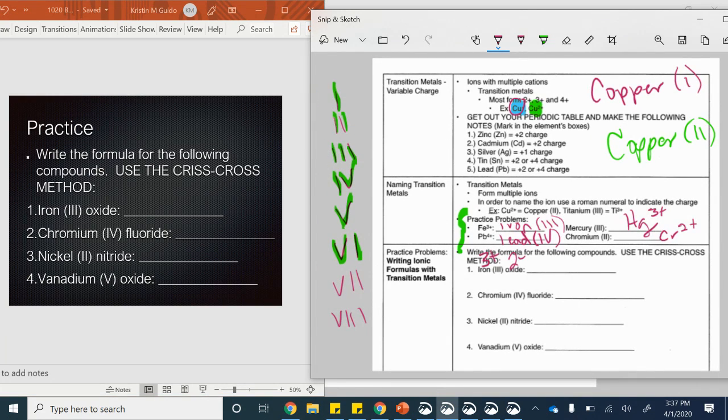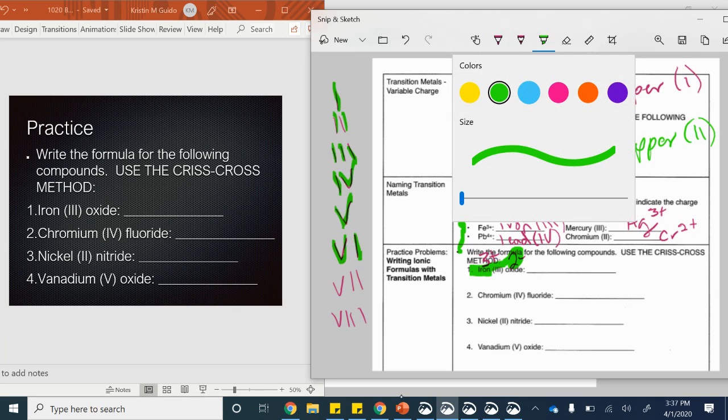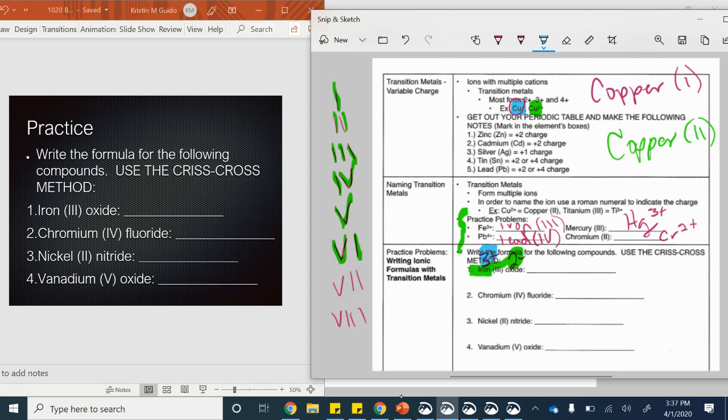So then we do the crisscross. So for 2 irons, I'm going to need 3 oxygens. So then you go ahead and write that in. So Fe is the symbol for iron, 2, oxygen, 3. And that's the correct formula for iron 3 oxide. So go ahead and pause it. Try to do 2, 3, and 4 on your own, and then we will continue on with the notes.